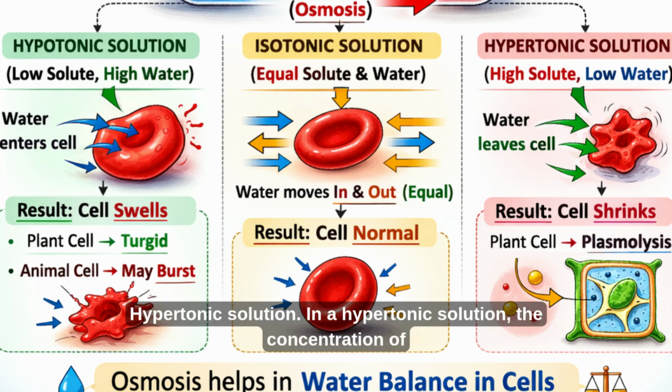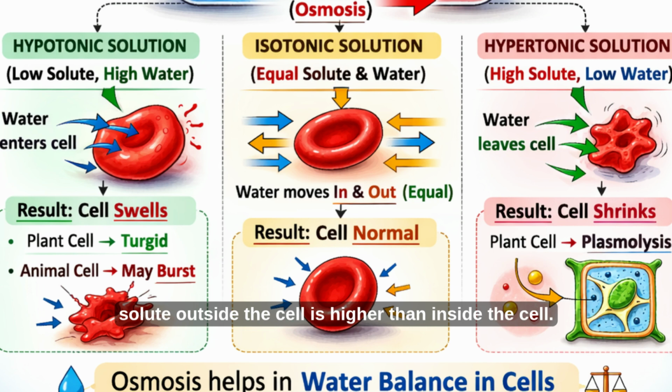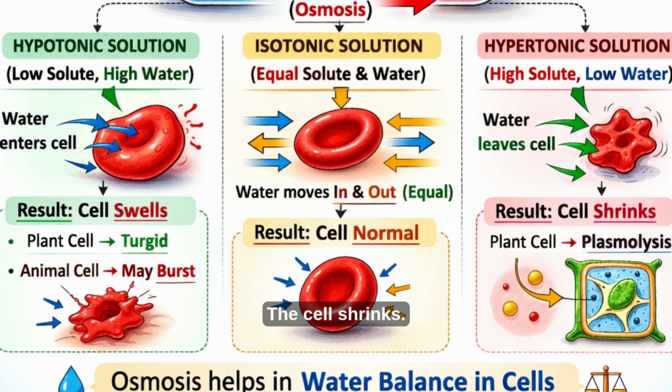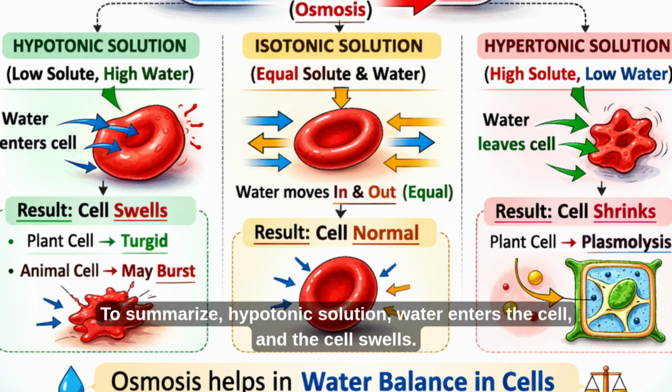Hypertonic solution. In a hypertonic solution, the concentration of solute outside the cell is higher than inside the cell. Because of this, water moves out of the cell. As water leaves, the cell shrinks. In plant cells, this process is called plasmolysis, where the cell membrane pulls away from the cell wall. In animal cells, the cell becomes shrunken or crenated. So, in a hypertonic solution, water moves out of the cell. The cell shrinks.